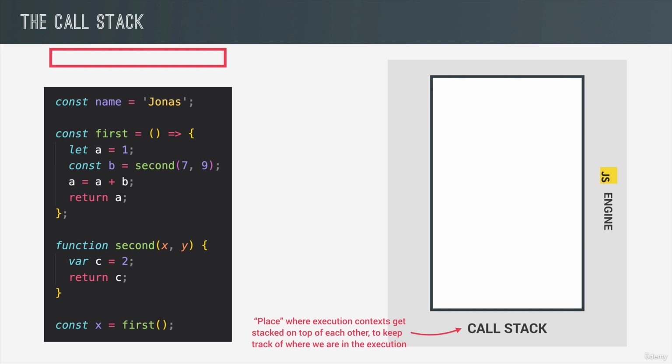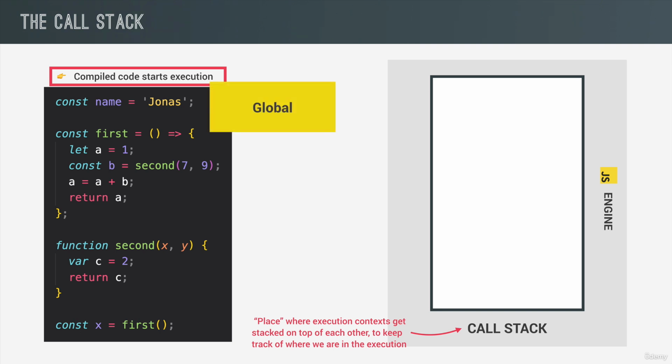So, once the code is compiled, top-level code will start execution. And then, as we learned in the beginning of the lecture, a global execution context will be created for the top-level code, right?